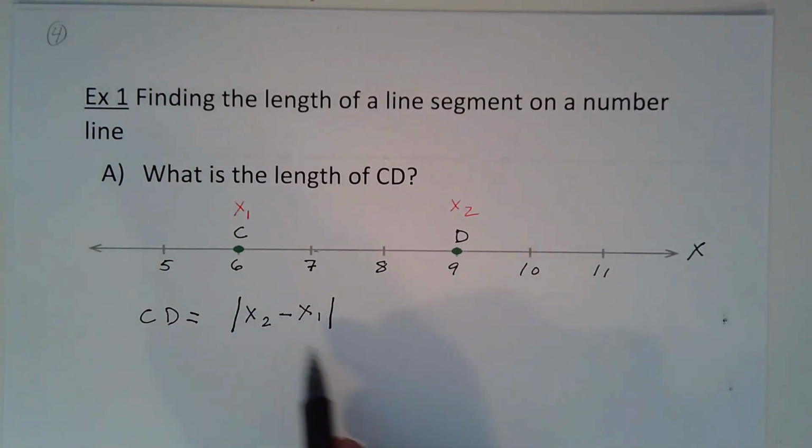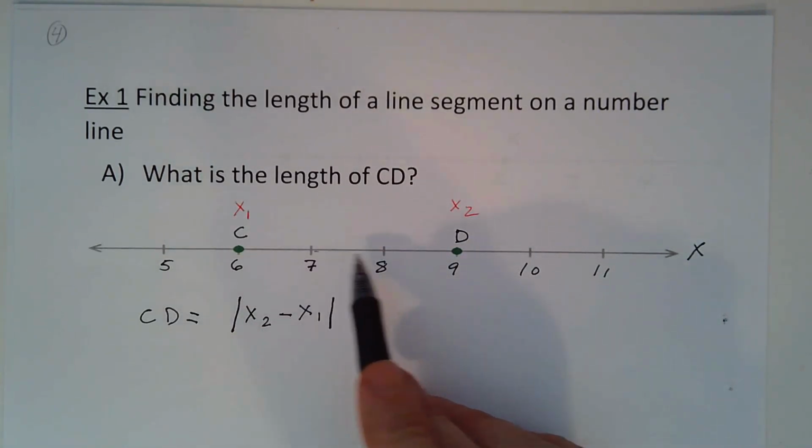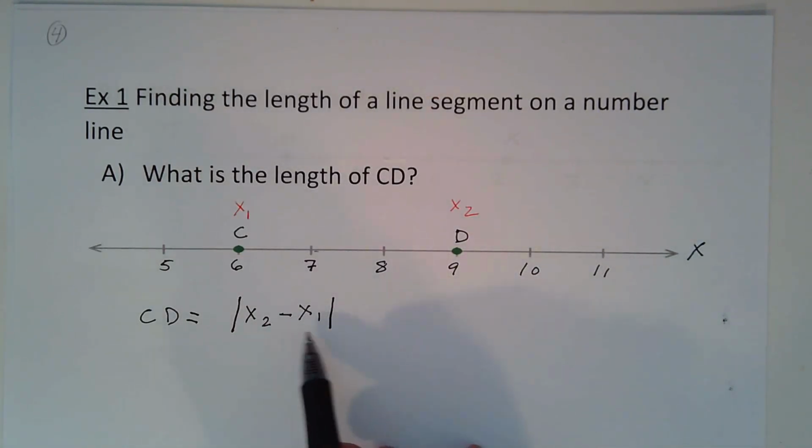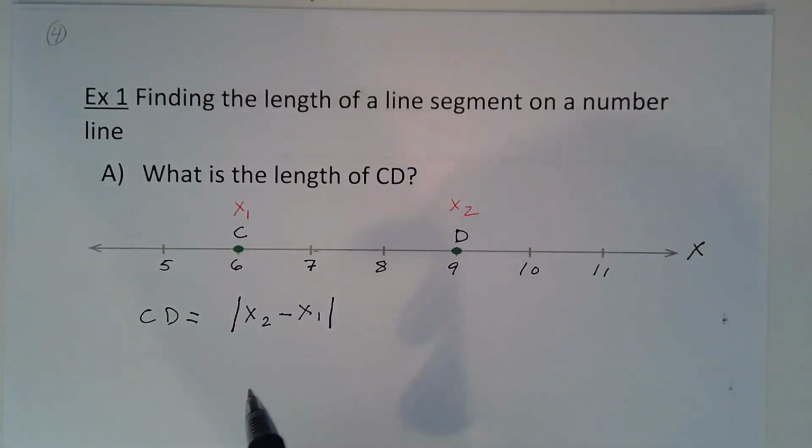So I've set up the absolute value brackets, and if you remember, what happens with absolute value is that once you combine these two coordinates, if you get a negative number, it has to come out as positive, because in geometry land you do not have a negative measurement. It doesn't exist. All right.